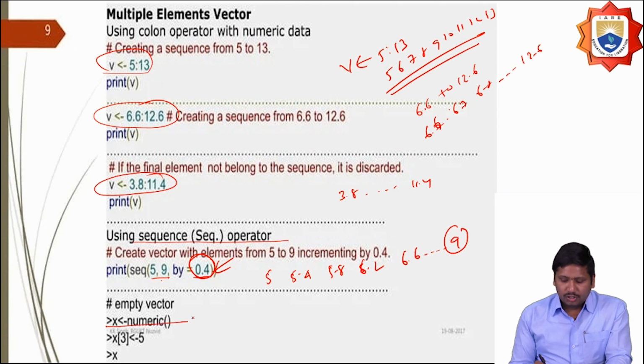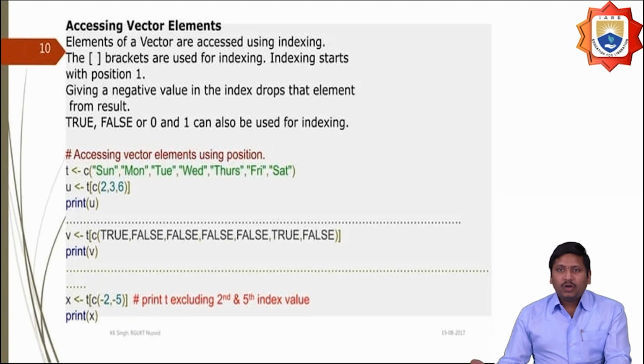Initially I want to generate an empty vector, so it should be numeric of 0, an empty one. If I assign x of 1 equal to -5, then x should be printable as a vector. So how am I going to access the vector elements?